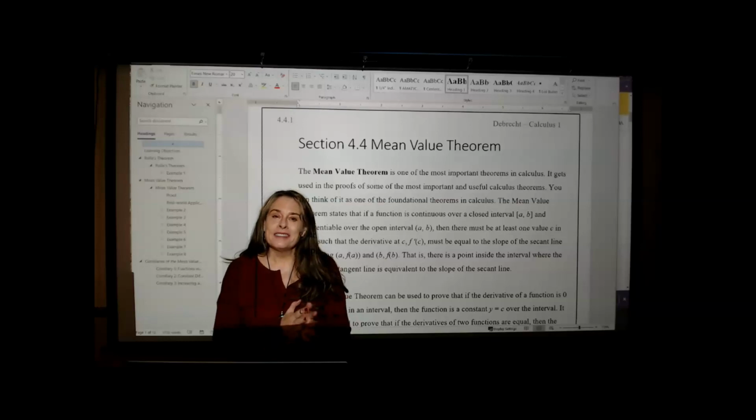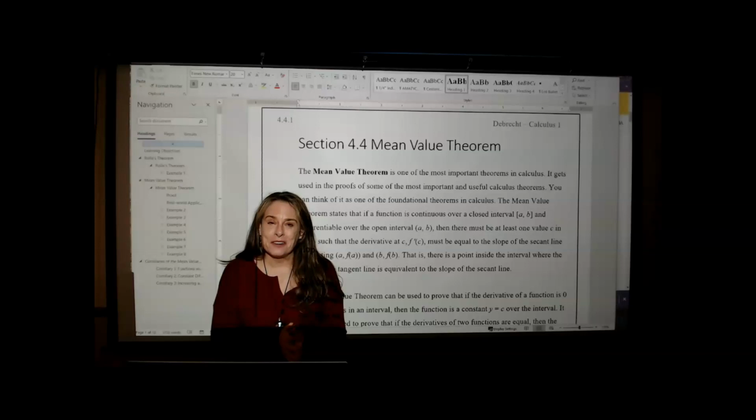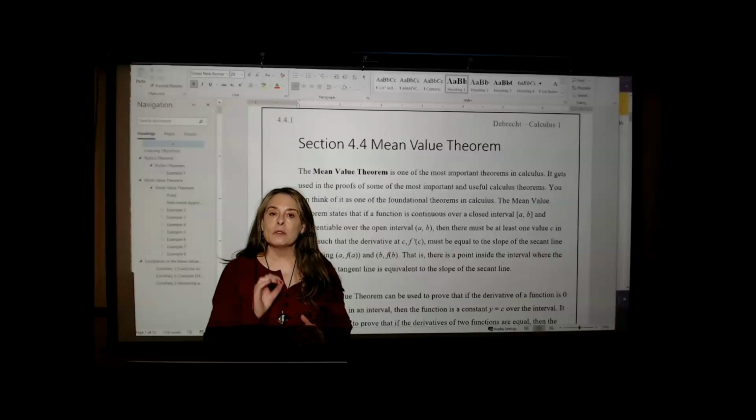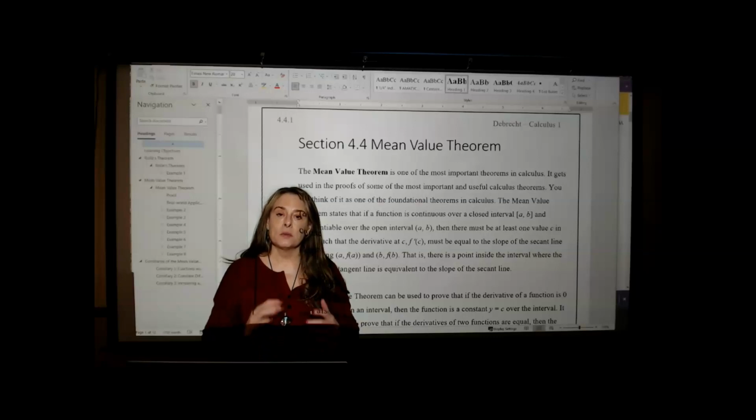Now, what else can we do with the mean value theorem? You'll be interested to know that we can also tell when a function is increasing or decreasing, going up or coming down, without looking at the graph. The mean value theorem makes this possible. It says that if the derivative is positive over an interval, the function is increasing on that interval. And if the derivative is negative over an interval, the function is decreasing over the interval.